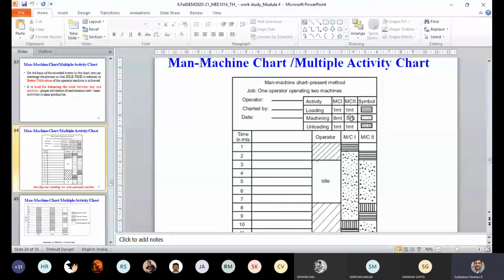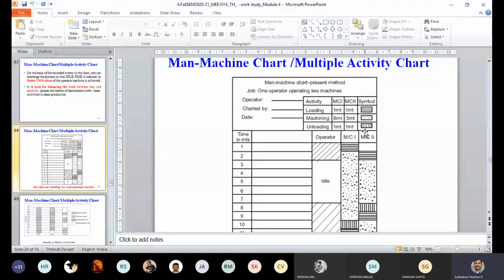Then symbols: you can have some symbols like horizontal lines. Horizontal lines are for loading purposes, when you load the raw material into machines. When you do some activity, like thread cutting as I told you, it is given as a dotted diagram. Then unloading is mentioned as vertical lines. After finishing your operation, you unload the finished product, and that is mentioned using a vertical line.